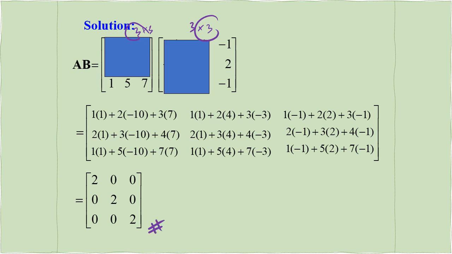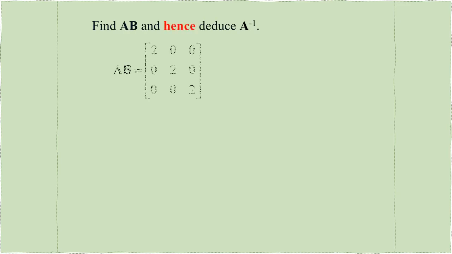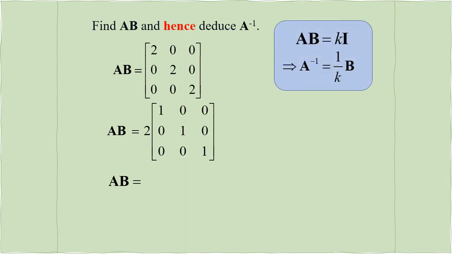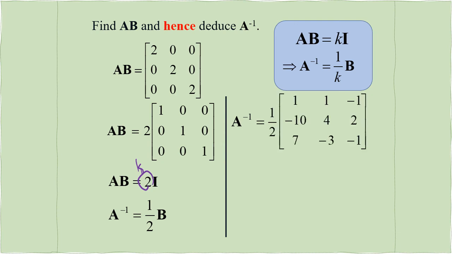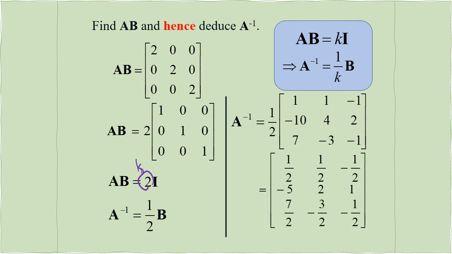The next question: hence deduce A inverse. We know that AB equals 200, 020, 002, which means that AB equals 2 times the identity, a multiple of the identity. If AB equals kI, then A inverse equals 1 over k of B. What is our k here? This 2 is equal to k. So A inverse should be 1 over 2 B. What is matrix B? Substitute B with the matrix 1, 1, negative 1, negative 10, 4, 2, 7, negative 3, negative 1. Multiply in, and we get the answer for A inverse.